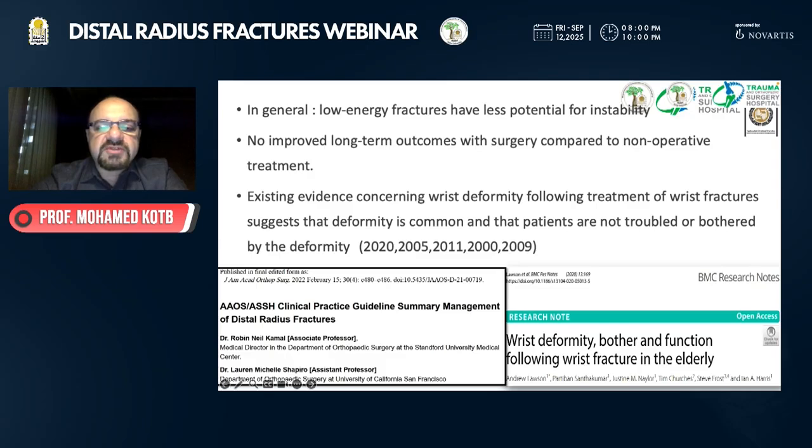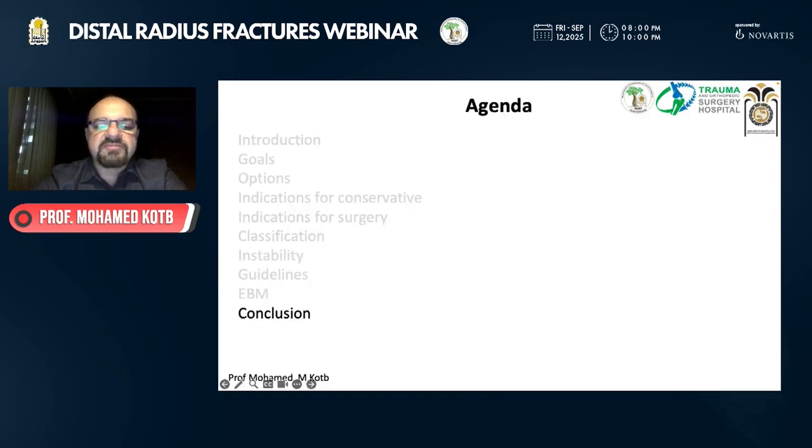And most of these deformities are not troublesome or bothersome to the patient. This was published in these years, 2020, 2005, 2011, 2009, all stating the same: that deformity of distal radial fracture, whatever type of treatment used, is not bothering the patient, and he can cope with it in daily activities without problem.